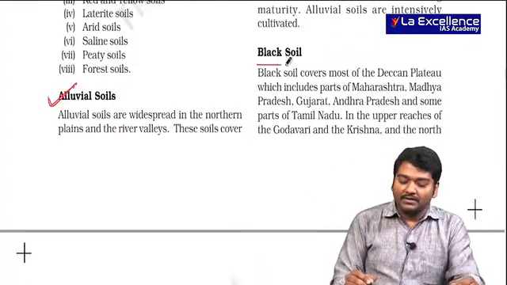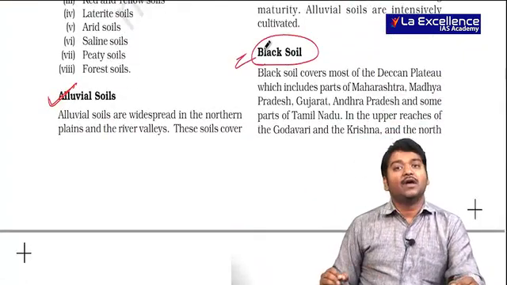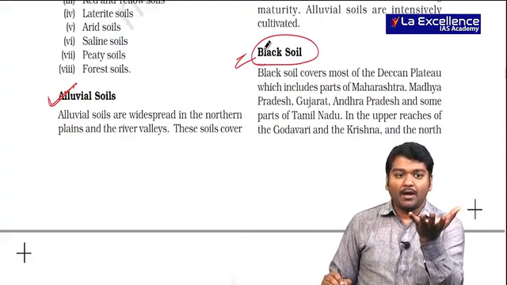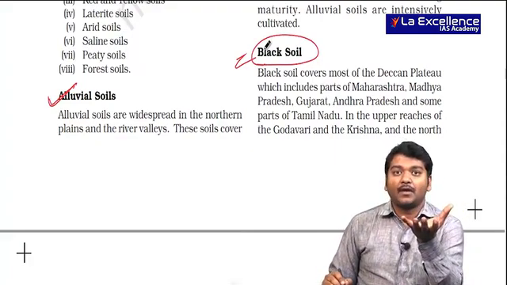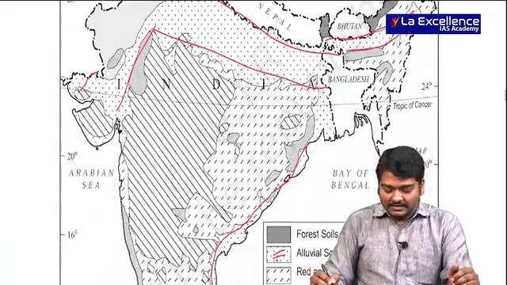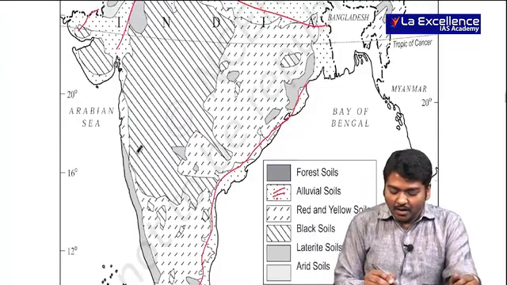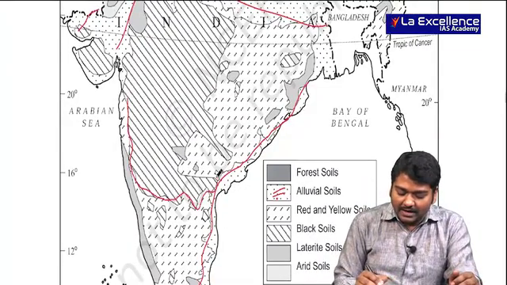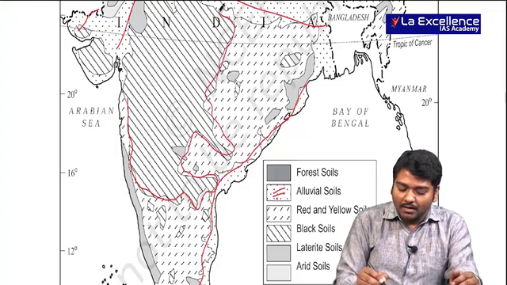The next important thing that we observe is black soil. It is believed that it is found in Maharashtra, the northern part of Karnataka, and Gujarat, see this, I'll just explain it to you. Maharashtra, northern part of Karnataka, Telangana, some parts of Andhra Pradesh, Madhya Pradesh, right?